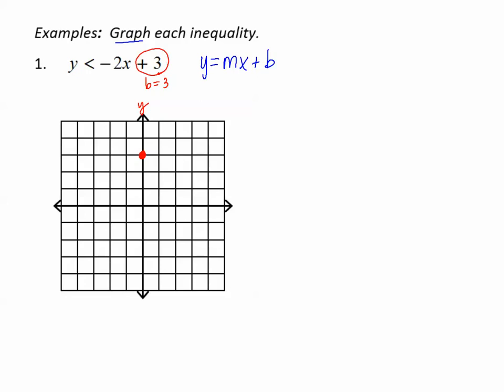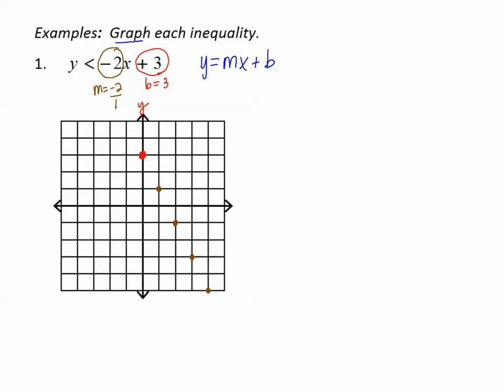Then we move with the slope. So move with m. M is -2, make it a fraction, over 1 so that we know how to move. From our starting point, down 2 to the right 1, down 2 to the right 1. Continue to do that until we run out of room.